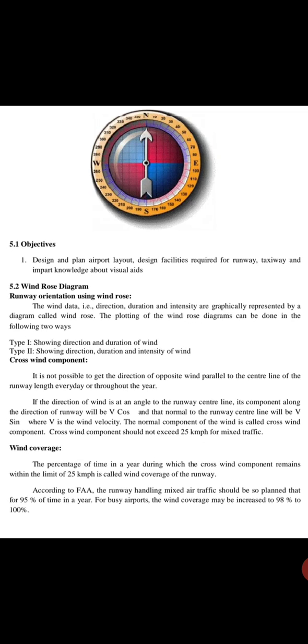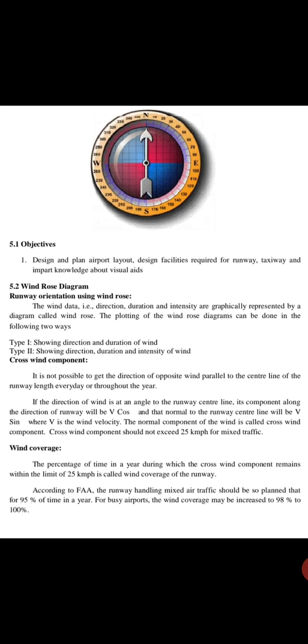The wind data, that is directions, durations and intensity, are graphically represented by a diagram called windrose. The plotting of the windrose diagram can be done in the following two ways. Type 1, showing directions and duration of wind. Type 2, showing directions, duration and intensity of wind.